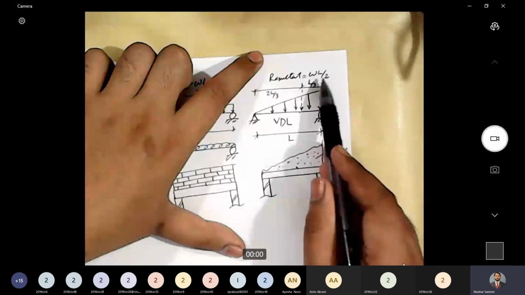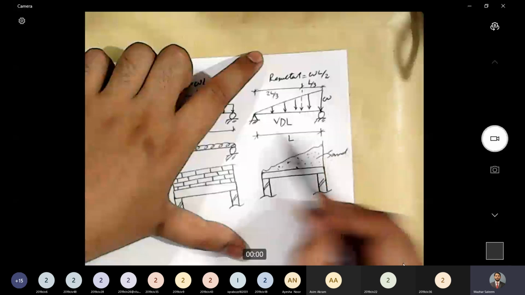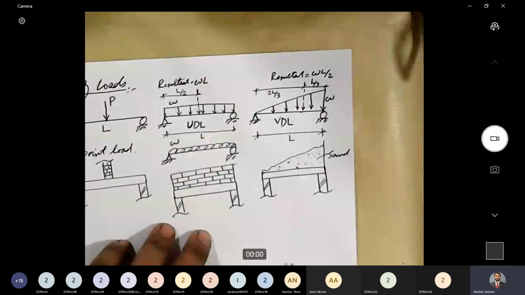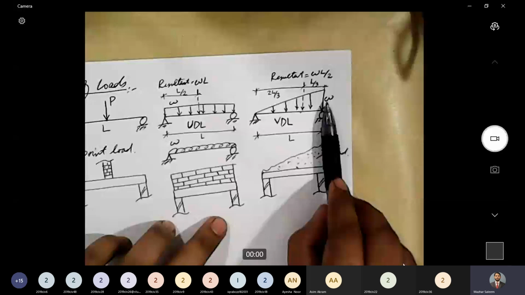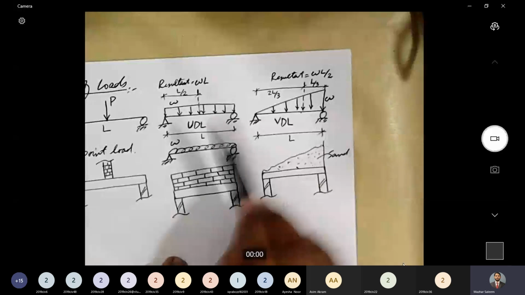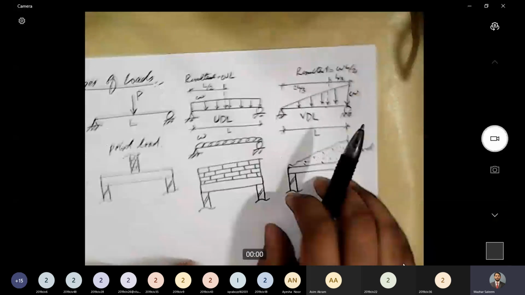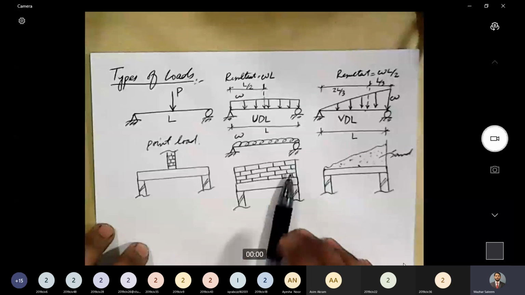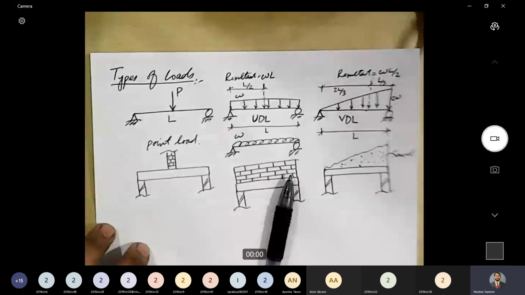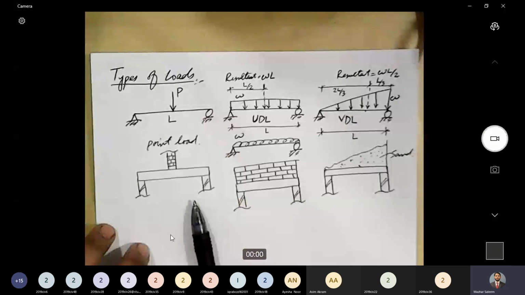Area of the rectangle is omega L by 2, and that is the magnitude of the resultant of this triangular load. So these are three types of loads that we will be frequently dealing with. And one more thing is that when I say loads, I include forces as well as moments.